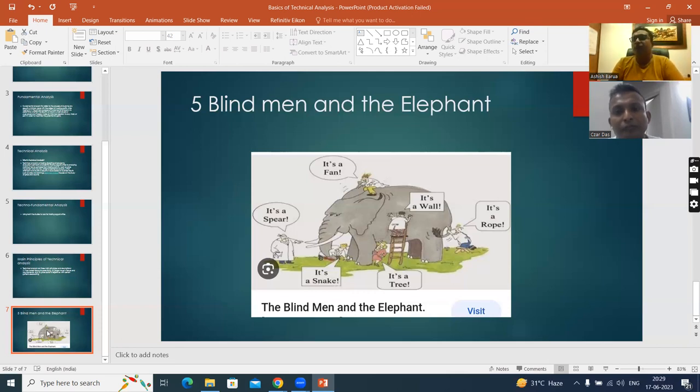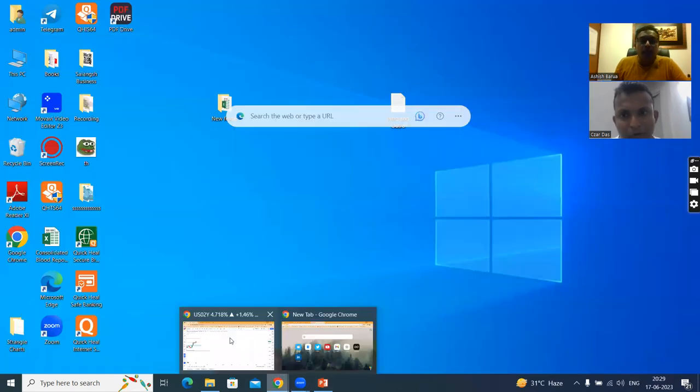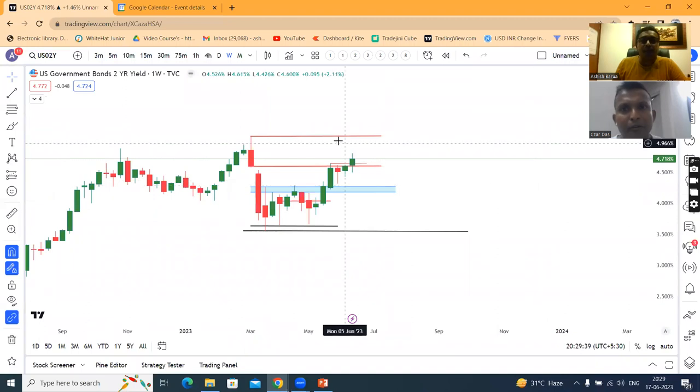Whenever we make trading decisions in the market, we can take the help of fundamental analysis, we can take the help of technical analysis, or we can take the view of some experts and blindly follow them. Here, our main perspective is technical analysis. Once this is clear, I'll be going to the chart part.